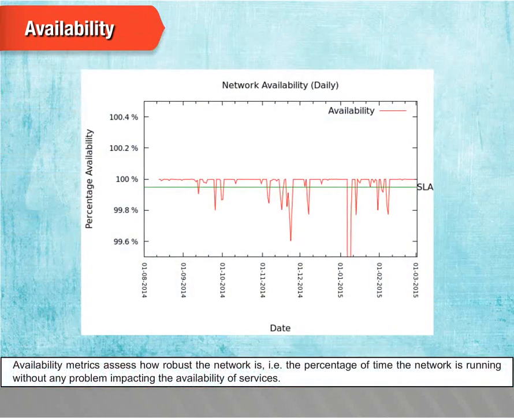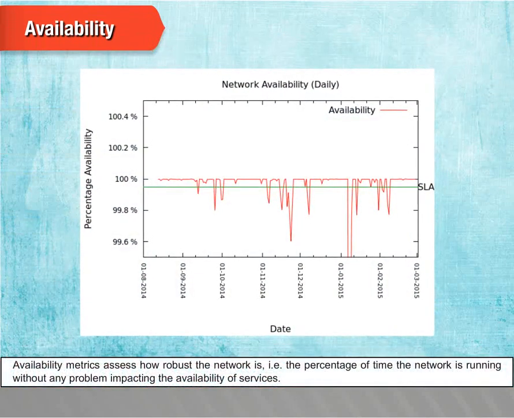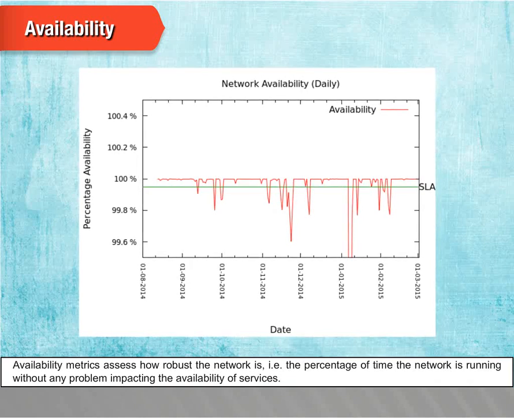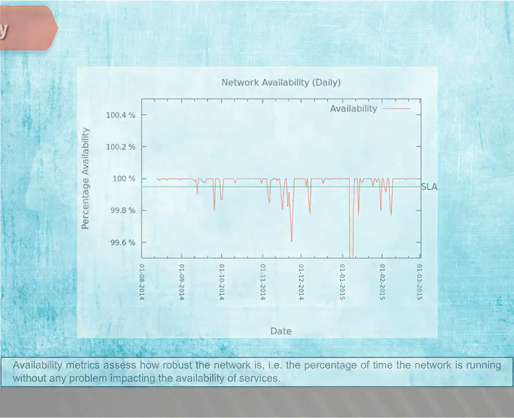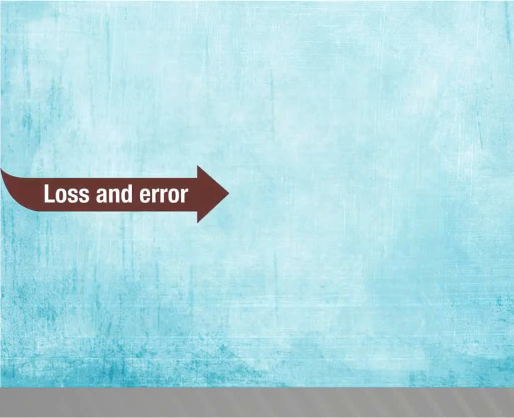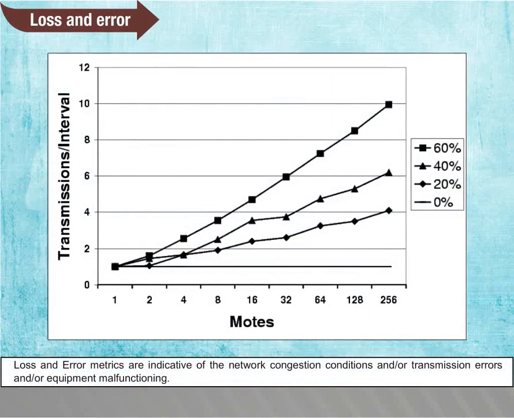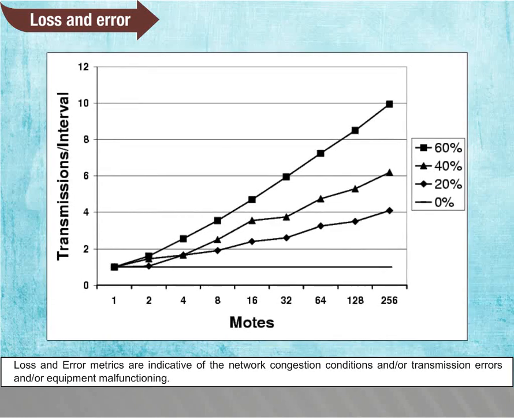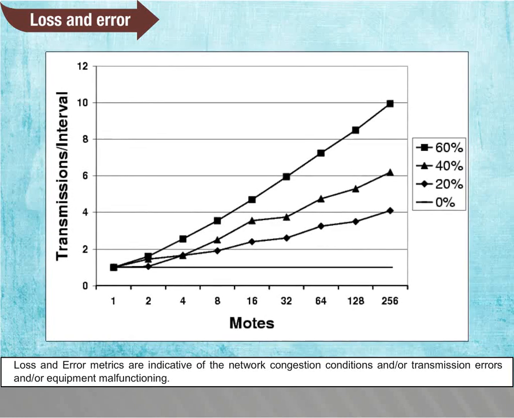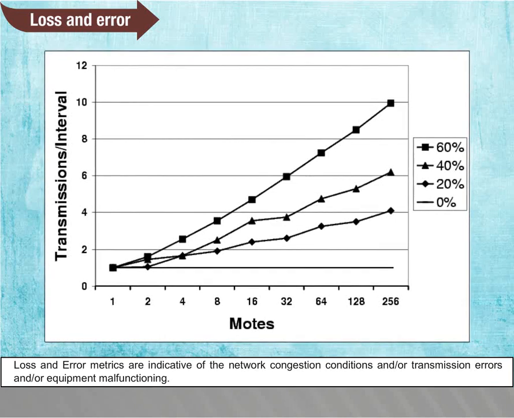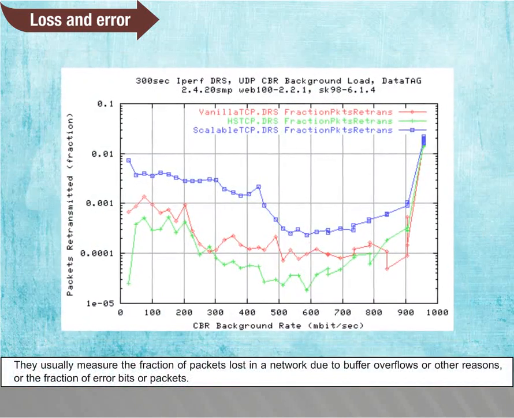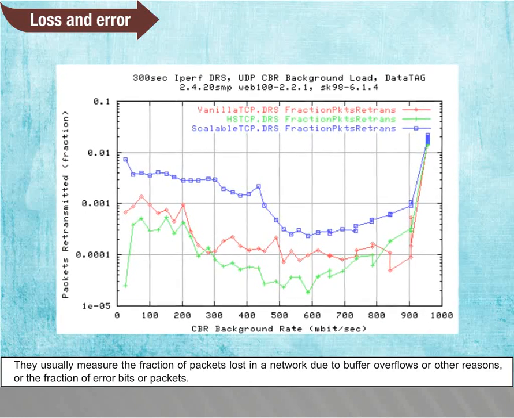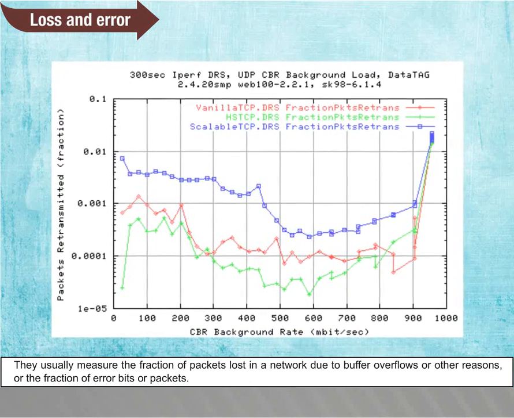Availability. Availability metrics assess how robust the network is, that is, the percentage of time the network is running without any problem impacting the availability of services. Loss and error. Loss and error metrics are indicative of the network congestion conditions and/or transmission errors and/or equipment malfunctioning. They usually measure the fraction of packets lost in a network due to buffer overflows or other reasons, or the fraction of error bits or packets.